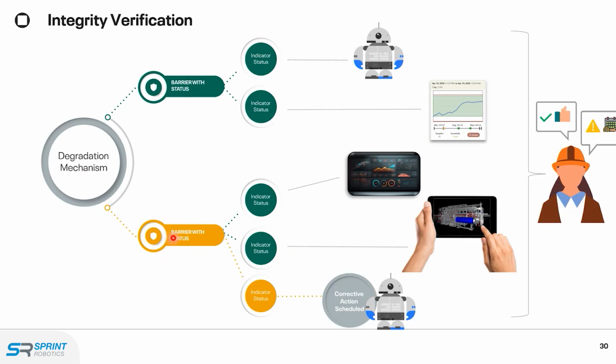And therefore, at the end of the day, you can look at which barriers are compromised, which barriers have status red. From those barriers in red, which equipment have a higher risk, which equipment are bad actors, right? So it facilitates the prioritization of your corrective actions and your inspection planning. That integrity verification is where we bring all the data together from different sources.